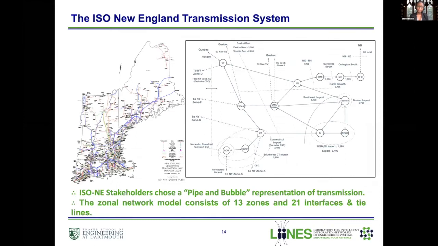Given the complicated network of the ISO New England grid, we use the pipe and bubble model, which was agreed upon by ISO New England stakeholders. And the bubbles here represent the load zones. They're connected by tie lines and interfaces that also enforce line congestion limits. And we implemented a lossless DC power flow to determine the flows between the bubbles.